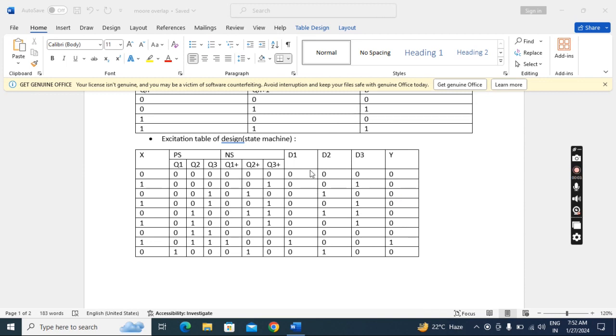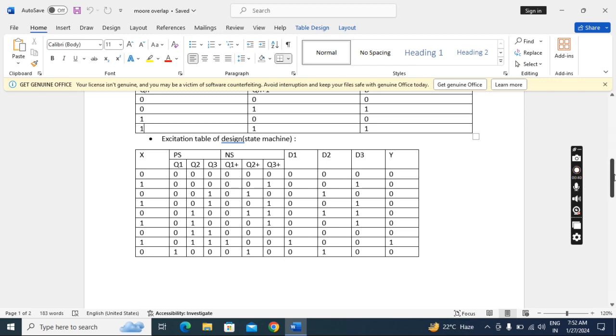Now we'll see how to write the inputs to our flip-flops, the values D1, D2, D3. If we use D flip-flops, you can simply write whatever the next state value is, the same will come here. Q1 plus will become D1, Q2 plus will become D2, Q3 plus will become D3. That's the benefit of taking D flip-flops. But if you take other flip-flops, you should not write like that. I will tell why I am writing the next state values as they are in the D values.